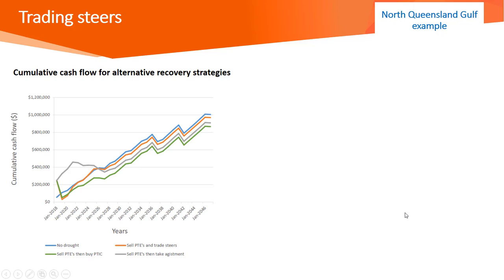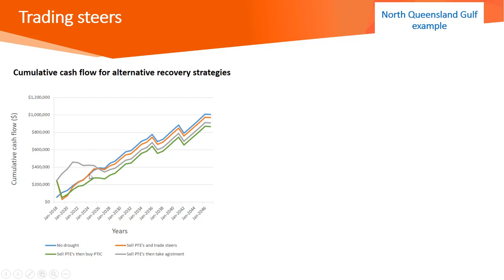Let's have a look at the impact on the cumulative cash flow of our North Queensland Golf example of trading those steers. And you can see it is the sell PDE and trade steers. It's the red line. So there's our adjustment line. The green line is our buy the PDE IC cows and rebuild our herd. This is just a trading option. So we keep trading to fill in the gaps.